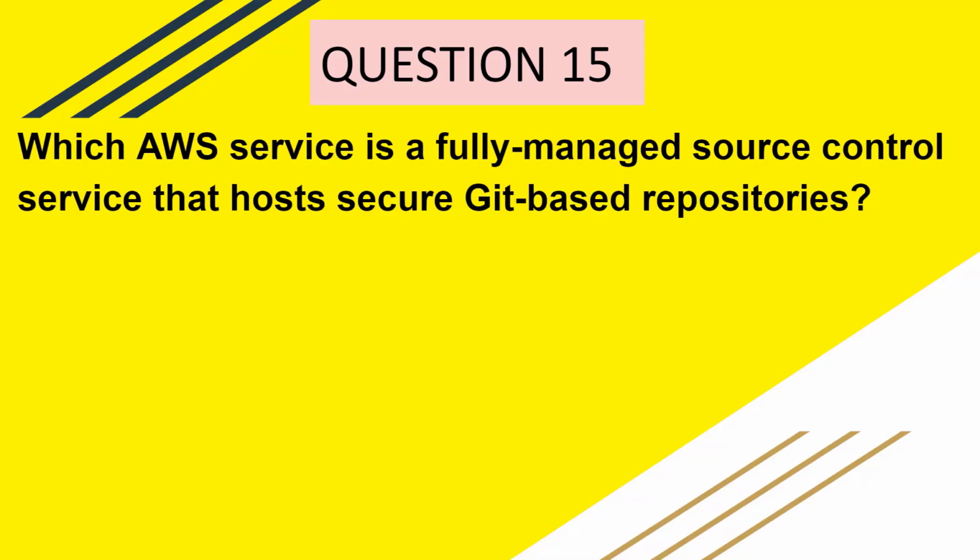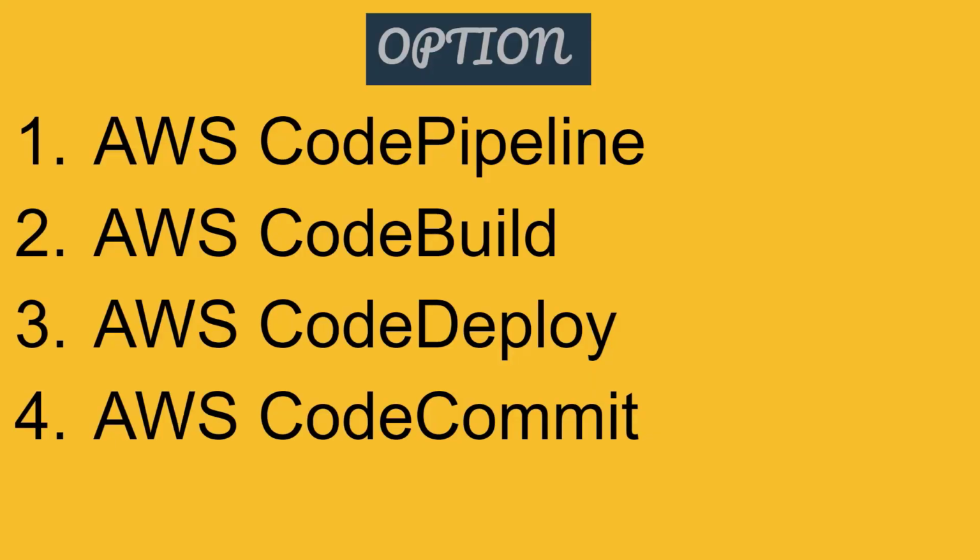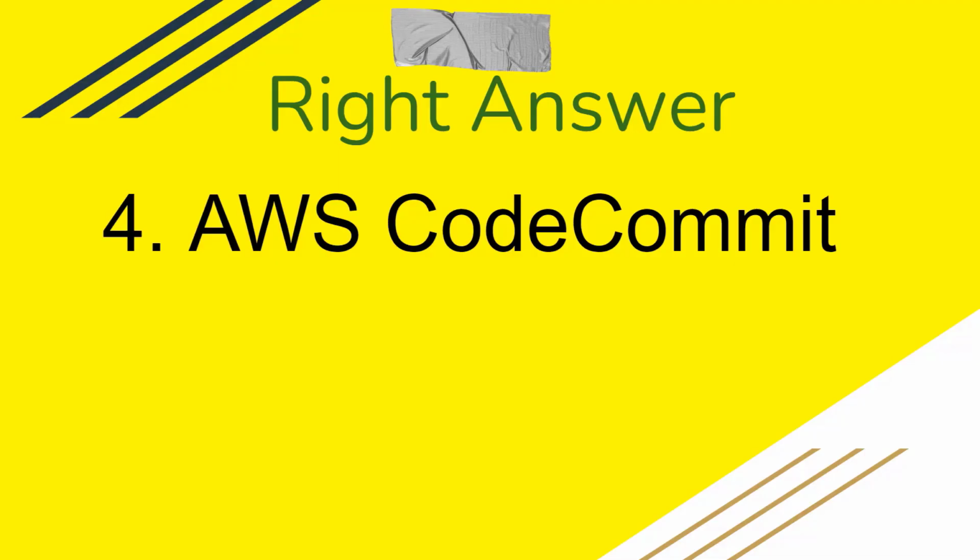Question 15. Which AWS service is a fully managed source control service that hosts secure Git-based repositories? Option 1. AWS CodePipeline. 2. AWS CodeBuild. 3. AWS CodeDeploy. 4. AWS CodeCommit. Right answer is 4.